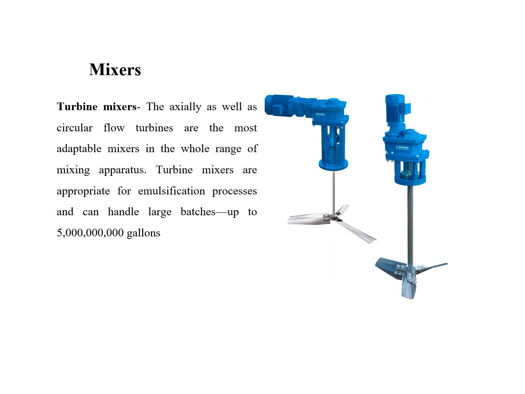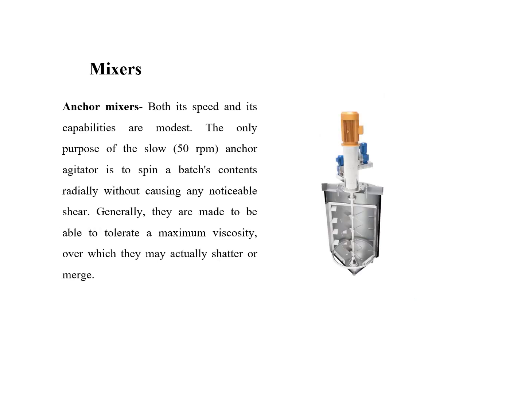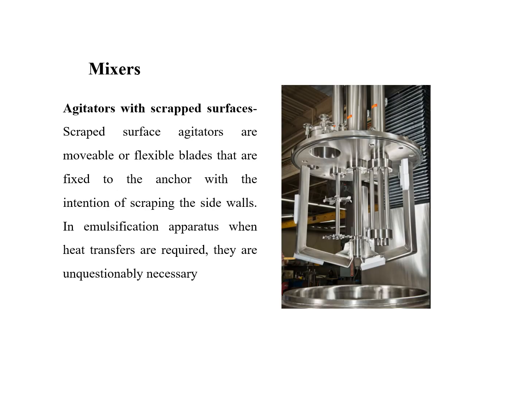Turbine mixers. The axial as well as circular flow turbines are the most adaptable mixers in the whole range of mixing apparatus. Turbine mixers are appropriate for emulsification processes and can handle large batches up to 500 million gallons. Anchor mixers. Both its speed and its capabilities are modest. The only purpose of a slow anchor agitator is to spin the batch contents radially without causing any noticeable shear. They are made to be able to tolerate a maximum viscosity over which they may actually shatter or merge.